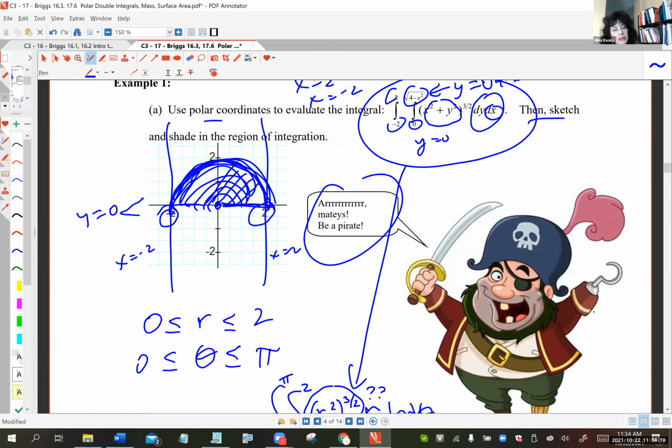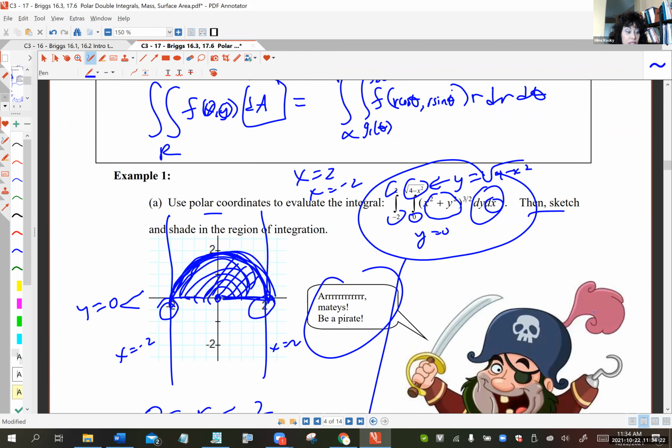So what was the point? The point is, when you're doing double integrals, you need to know how to convert to polar coordinates because it's helpful.